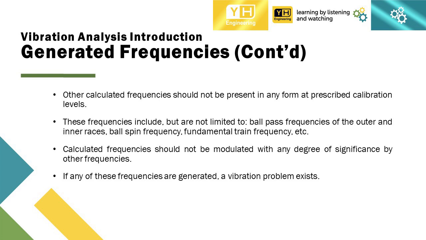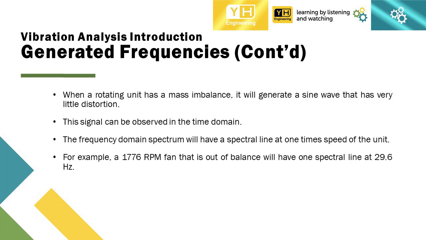Other calculated frequencies should not be present in any form at prescribed calibration levels. These frequencies include, but are not limited to, ball pass frequencies of the outer and inner races, ball spin frequency, fundamental train frequency, etc. Calculated frequencies should not be modulated with any degree of significance by other frequencies. If any of these frequencies are generated, a vibration problem exists.